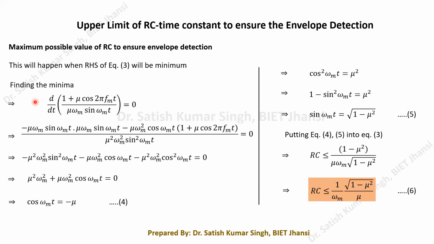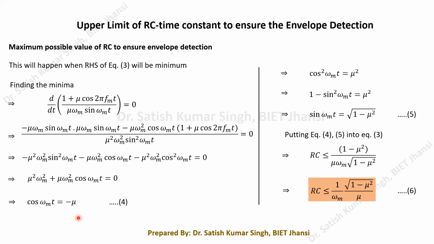Then after differentiating it, we have to calculate the values. We have to establish the relationship between the different factors. So once you differentiate it and do the simplifications, you will be able to calculate cos omega mt equals to minus mu.